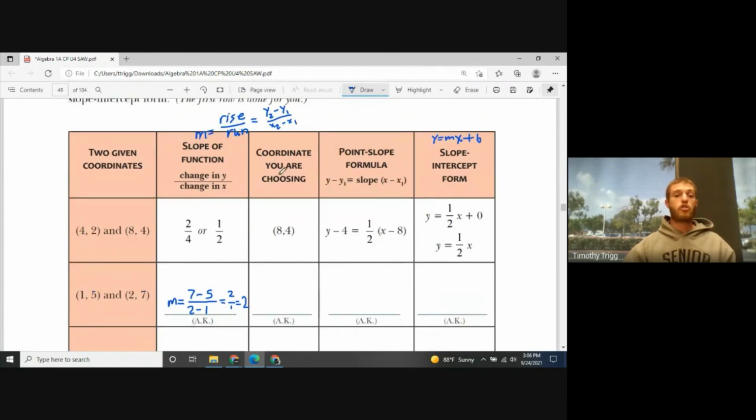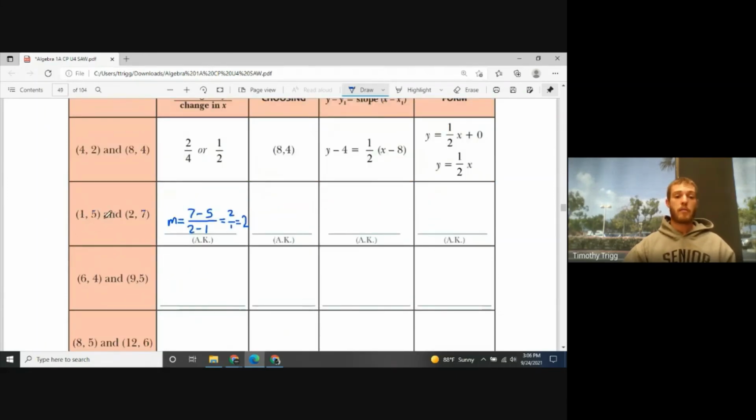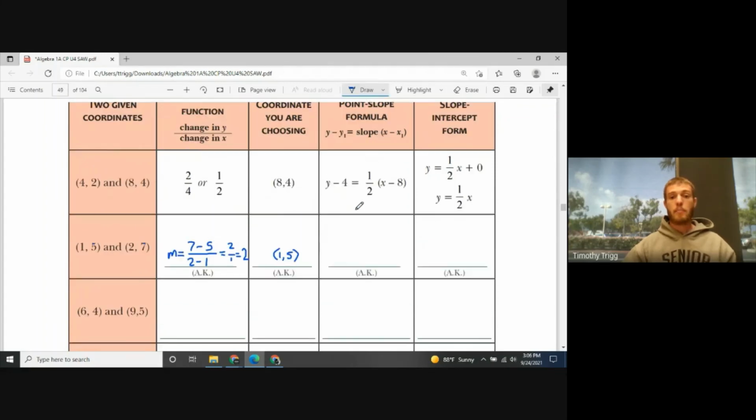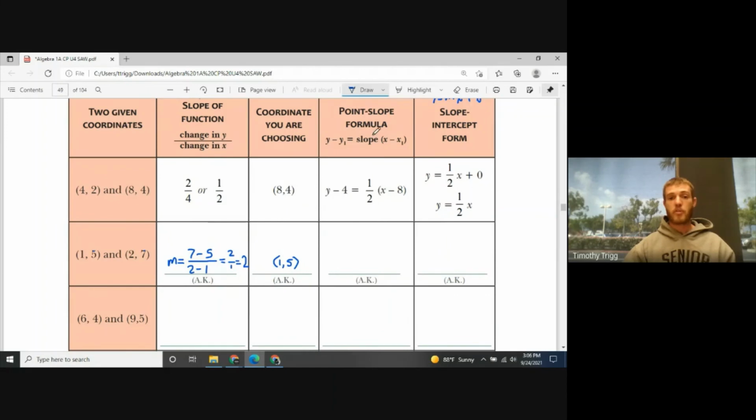Now we are going to choose one of the coordinates from here. You could use either coordinate you want. I'm just going to go ahead and use the first one, 1, 5. But if you use the second coordinate, that's fine. And then we plug into this point slope formula. So it'll be y minus the y coordinate equals the slope, which in our case is 2, and then x minus the x coordinate.